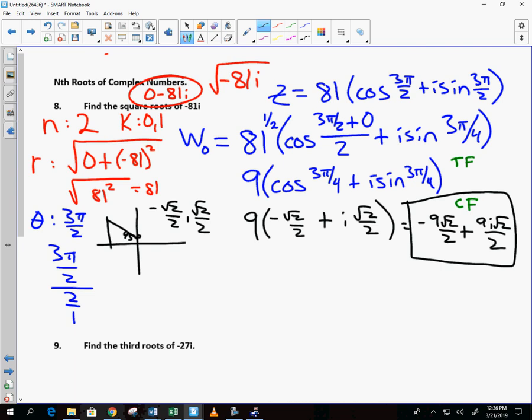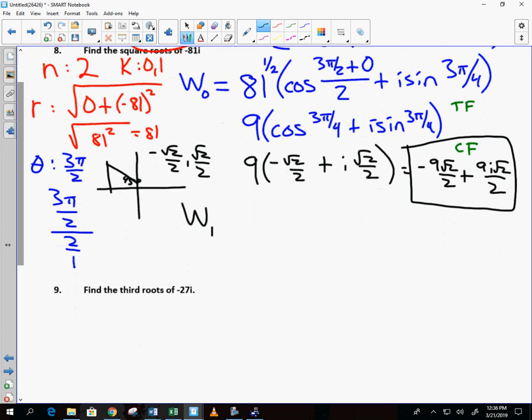But I'm not done because the theorem says that we don't just have one solution. We have a second solution, and it exists for W sub 1. It's like the gift that keeps on giving. So we've got... But let's see if it gets easier here. So what do we start off with when we do W sub 1? 81 to the 1/4, which is just 3... I mean, we've already done that. 9.